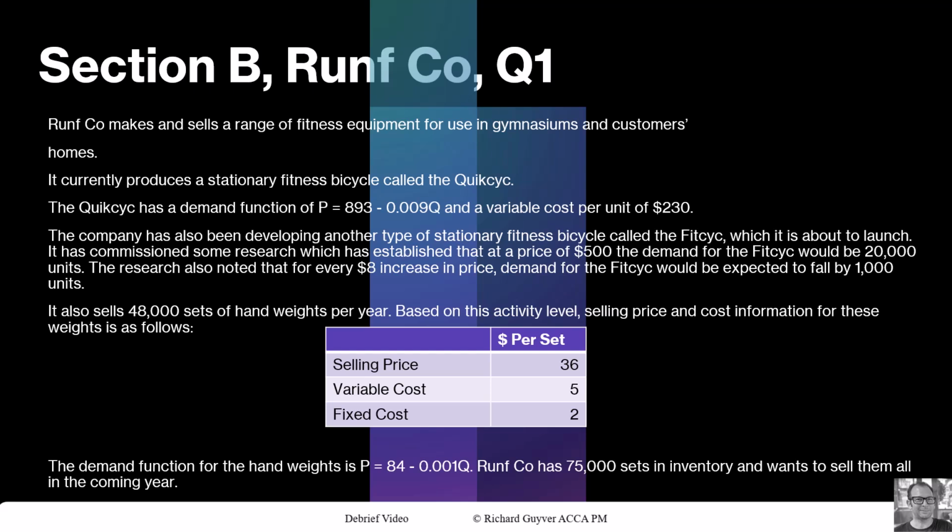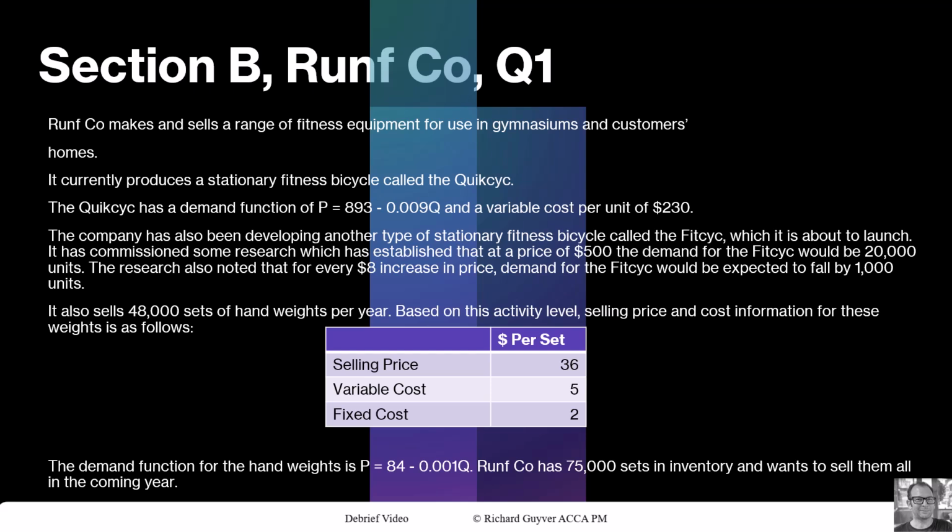The company has also been developing another type of stationary fitness bike called the Fit Psych, which is about to launch. It's commissioned some research which has established that a price of $500 for the Fit Psych would lead to 20,000 units being sold. The research also noted for every $8 increase in price, the demand of the Fit Psych would be expected to fall by 1,000 units. It also sells 48,000 sets of hand weights each year. Based on this activity level, selling price and cost information for the weights is given here. The demand function for the hand weights is given at the bottom there, and Venhosp has 75 sets in inventory and wants to sell them all in the coming year.